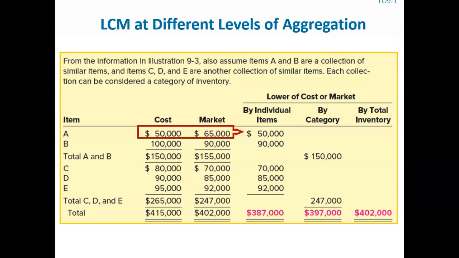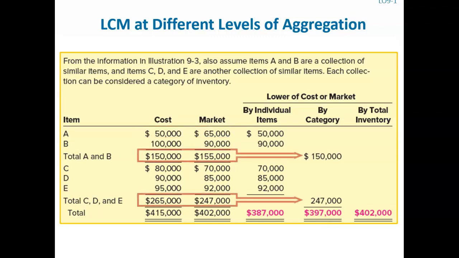Inventory using the lower of cost or market approach applied by categories would be $397,000. If we calculate lower of cost or market by total inventory, the amount for the ending inventory would be $402,000.